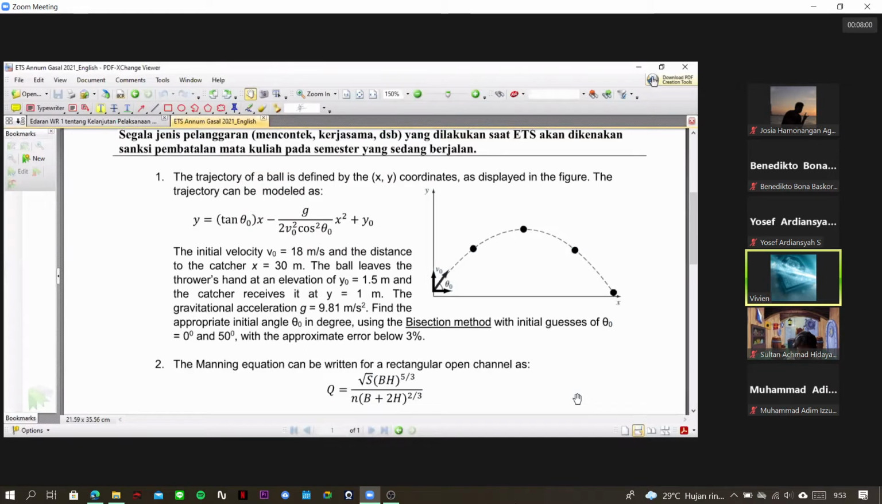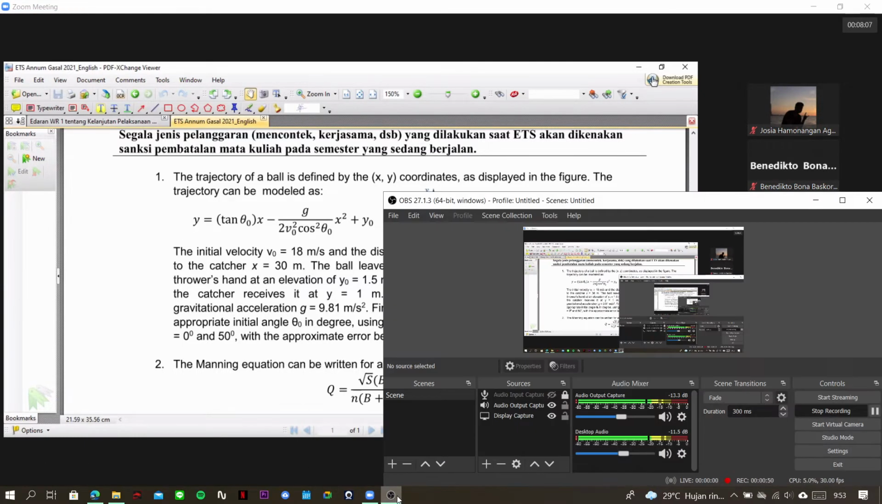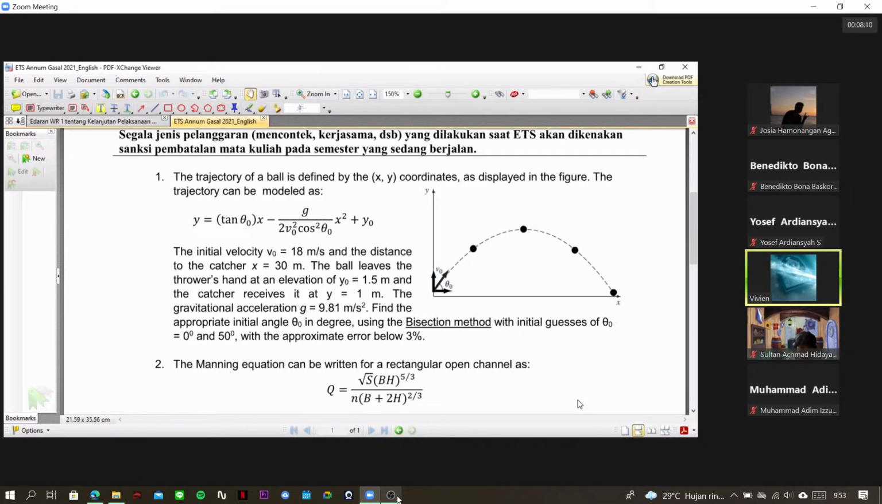Okay. So about the midterm exam, we have 3 questions, in which we want to solve for A. We have the trajectory of a ball defined by this coordinate, and the trajectory can be modeled as this one. So this is the coordinate of y, which is a function of x and tangent of theta 0. So we have the values here.